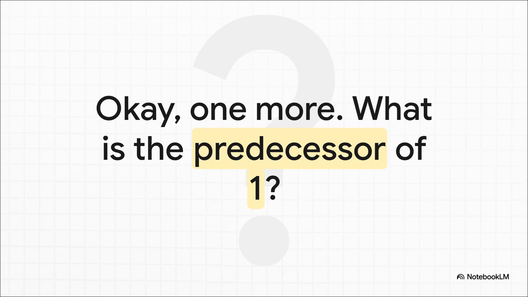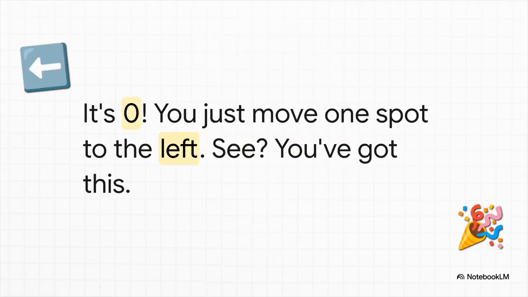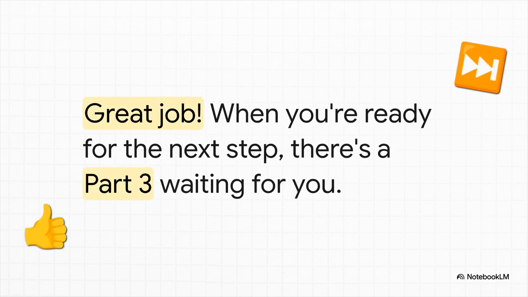What is the predecessor of the number 1? Okay, what does predecessor mean? It means -1, which on our map is just one step to the left. So find the number 1, take one hop to the left, and you land right on 0. That's the predecessor. See how easy that is with the number line? You've totally got this. Great job today. As you can see, it all just comes down to knowing which way to move on the number line.